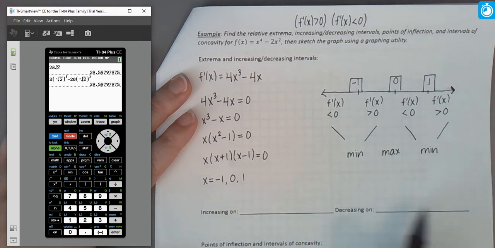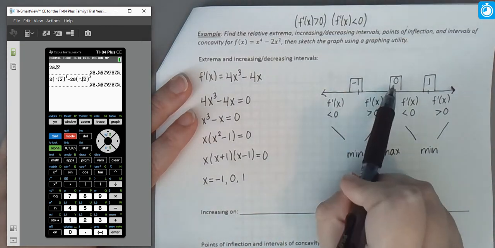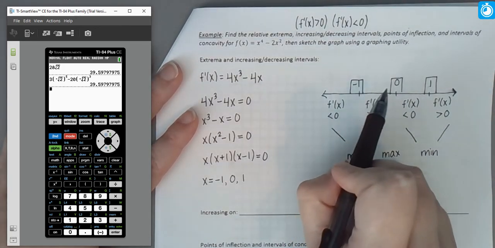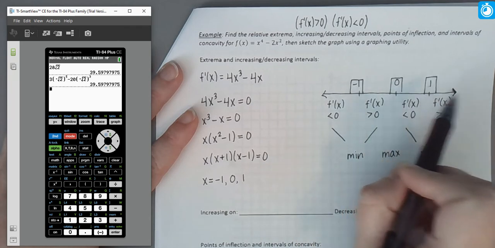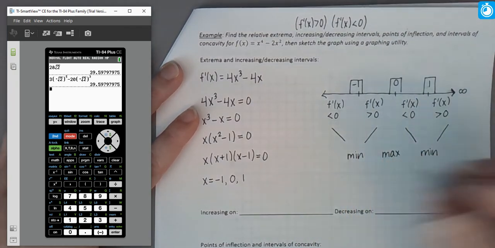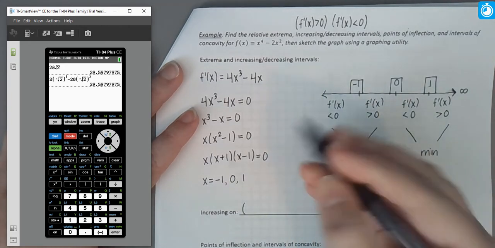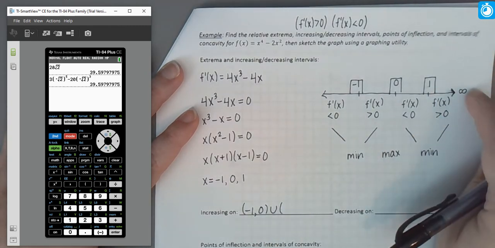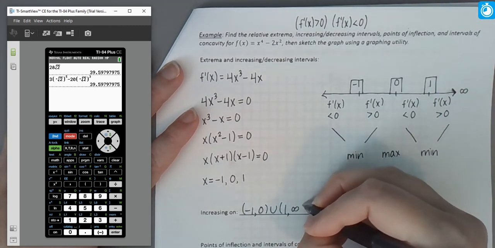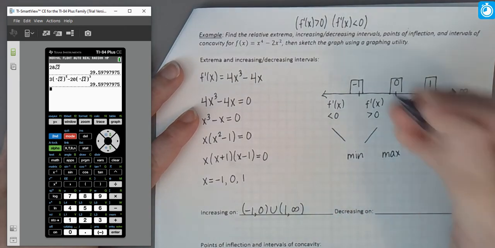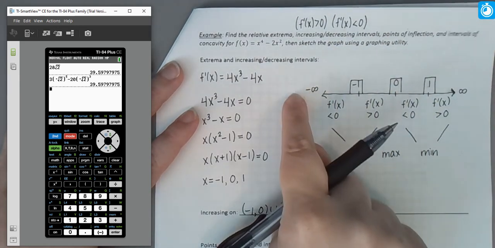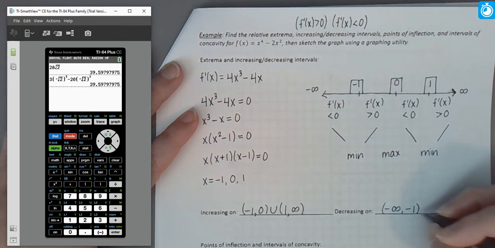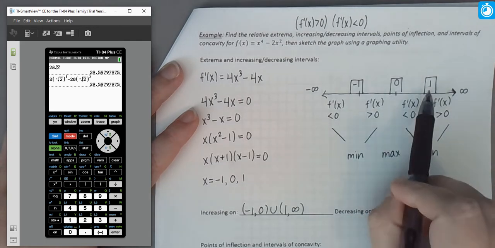So let's classify our intervals, and then we'll find the associated y values to go with each of these. So we are increasing on the intervals from -1 to 0, and then also from 1 to positive infinity. And we are decreasing on the interval from negative infinity to -1, and then also on the interval from 0 to 1.